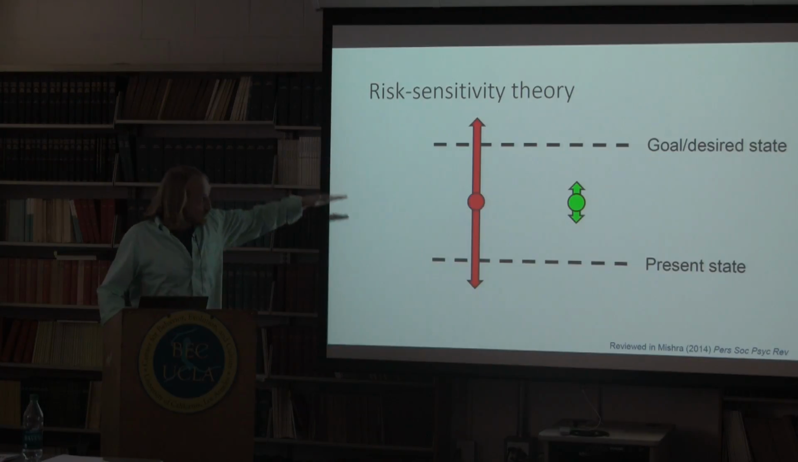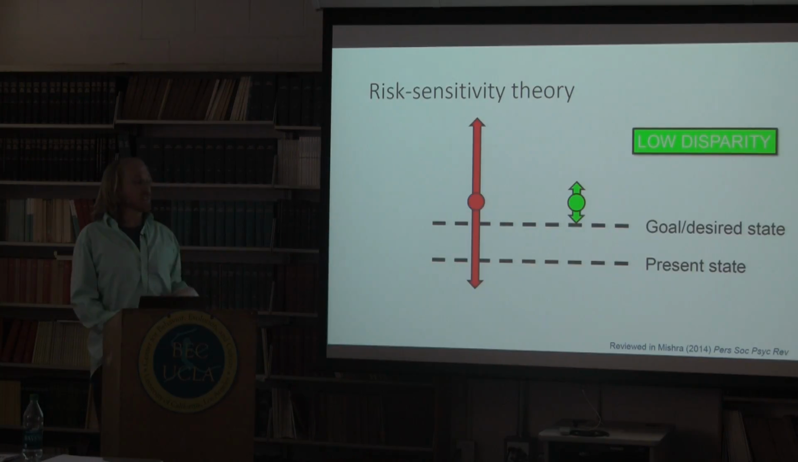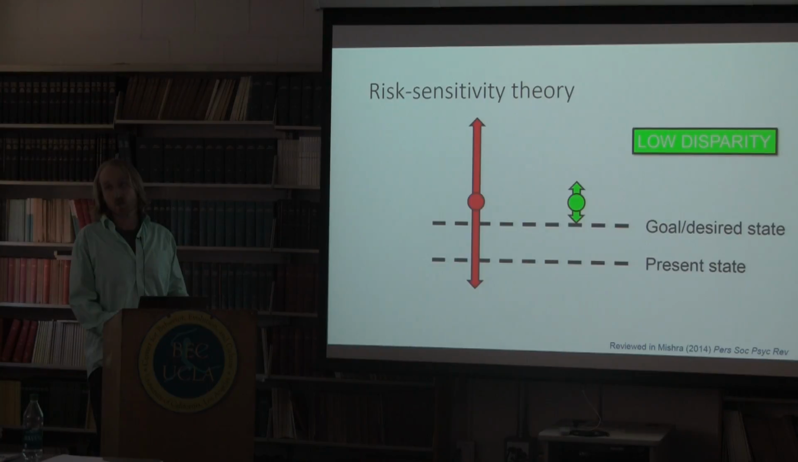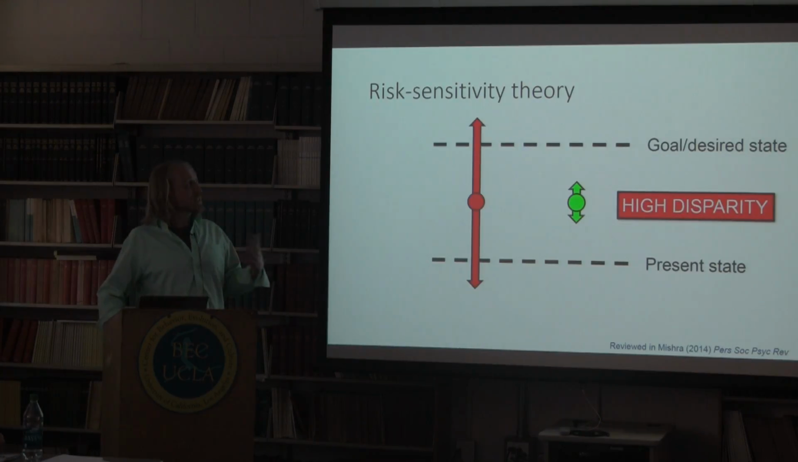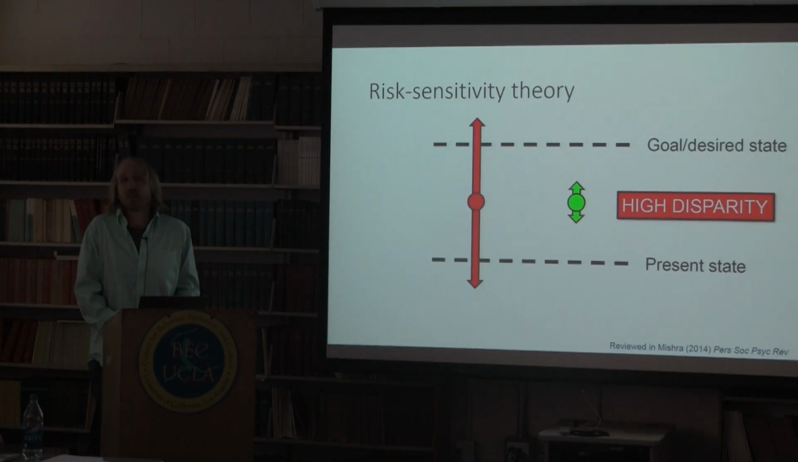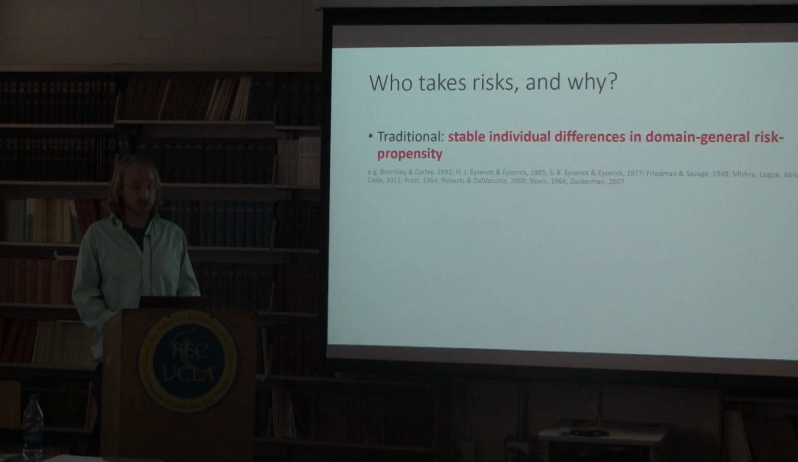In contrast, if your goal is set a lot lower, if there's less disparity between your desired state and your current state, now there's absolutely no reason to take the high-risk choice. The low-risk choice guarantees you that you're going to move up beyond your goal threshold. There's no reason to expose yourself to the outcome variance. So risk sensitivity theory is about facultatively adjusting your risk preference as a function of a need or a disparity between a current state and a goal state.